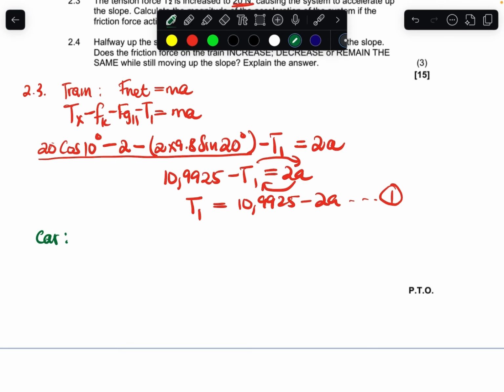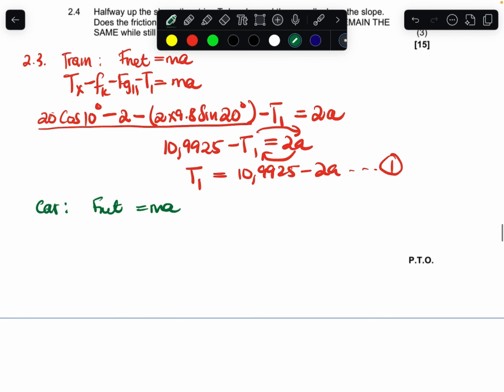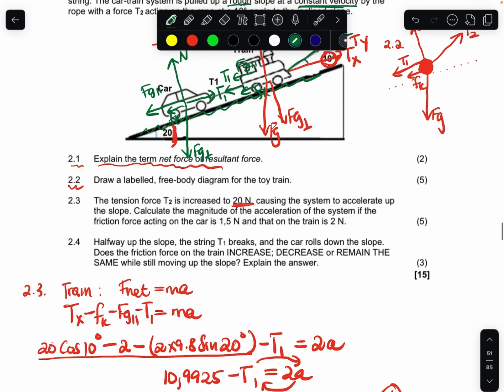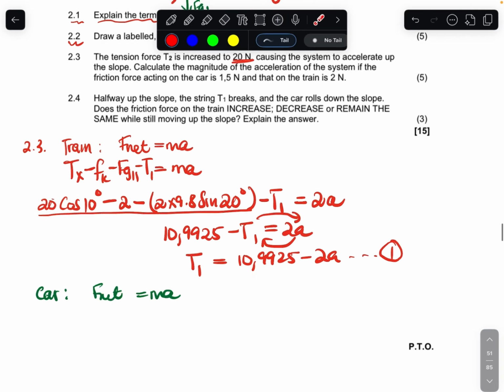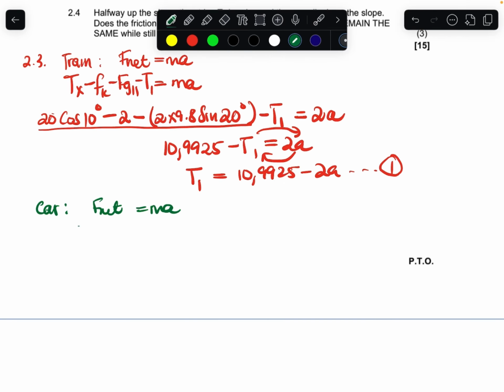Now let me create the equation for the car. F net is equal to MA. So F net is equal to MA. I'm going to the car and check the forces that are acting there horizontally or parallel to the surface. It's 3 of them. It's the FG parallel, the FK, and the tension force, right? So it's the T1 that is positive, the one that is going up, and FG parallel that is going down the slope, and the FK that is going down the slope is equal to MA, right? I hope I make sense there.